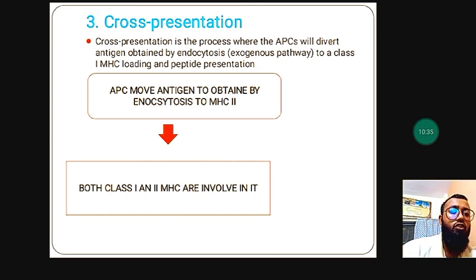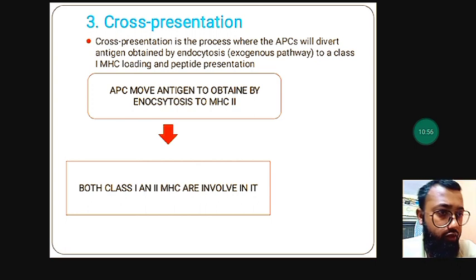So what happens in cross presentation? Cross presentation is the process where the antigen presenting cell diverts the antigen obtained by endocytosis, which is an exogenous pathway, to MHC class 1 for loading and peptide presentation. So all these three pathways do a single job: the antigen processing and presentation.